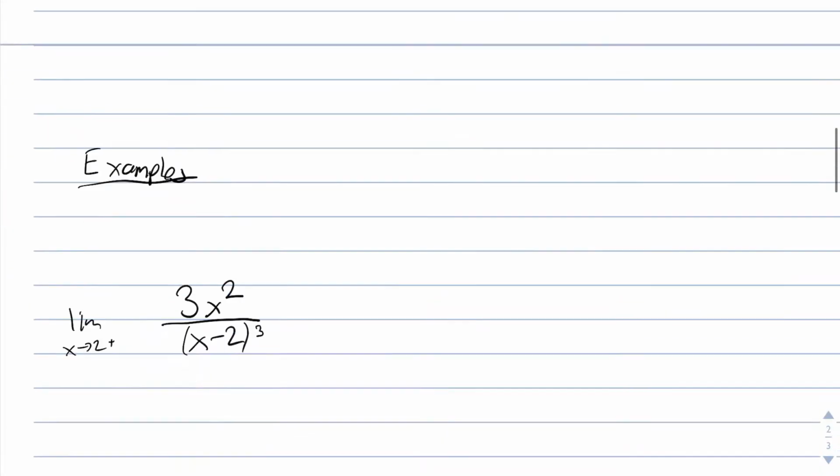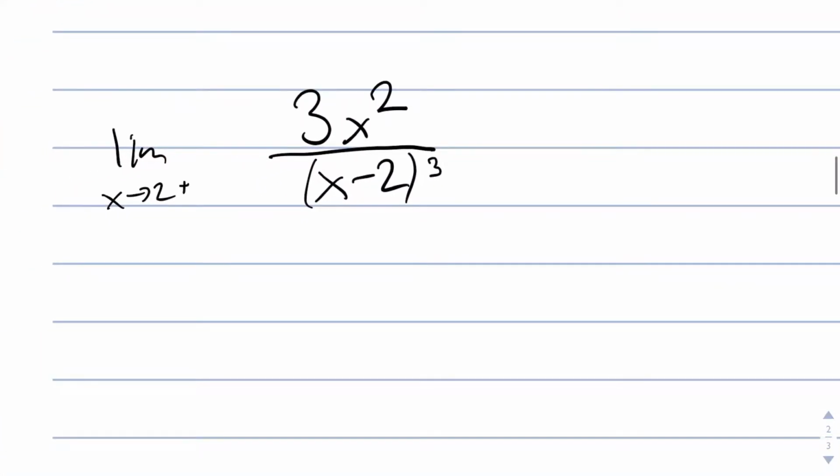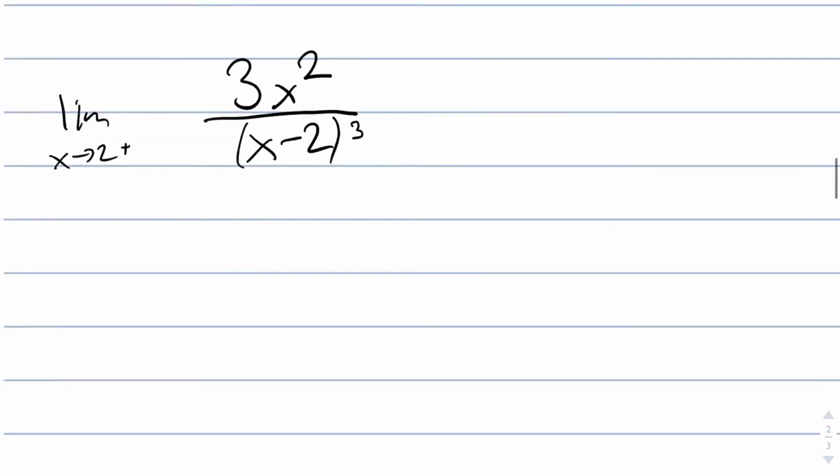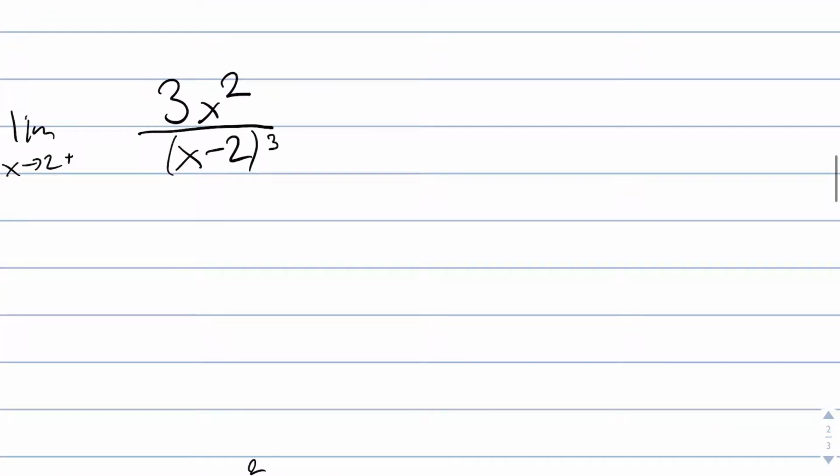And now we got some examples for you. Let's see. The limit as x approaches 2 from the positive side of 3x squared over (x minus 2) to the third. Well, we can do this graphically, or I can think for a second.